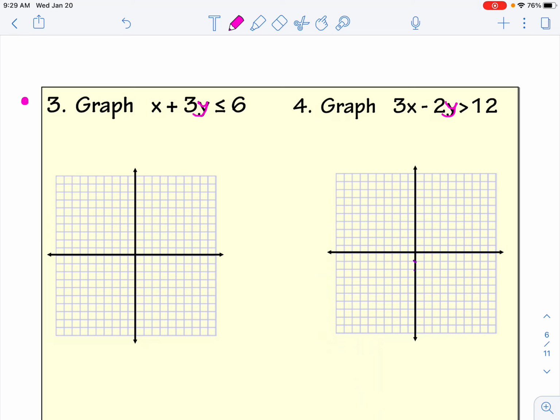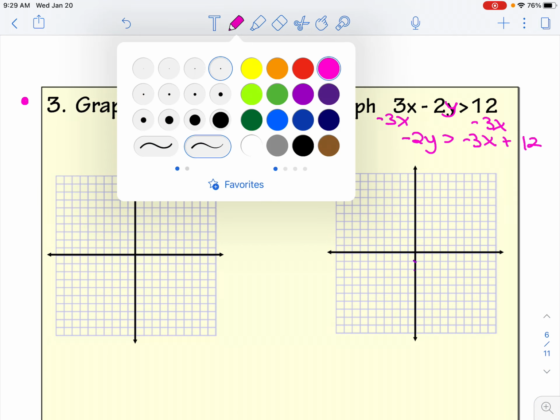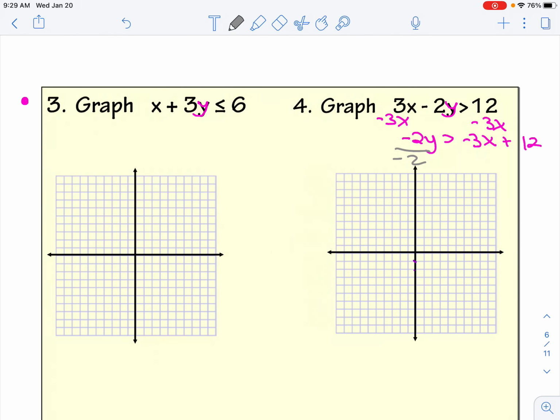So I have to get the y by itself. So I need to subtract 3x from each side. That gives me negative 2y is greater than negative 3x plus 12. Don't forget about your rules for solving inequalities, because in this next step, I have to divide by negative 2. And if I divide by a negative, I have to flip the inequality. So the inequality started out as greater than, and it's becoming less than because of dividing by negative 2. So this now becomes y is less than 3/2 x minus 6.